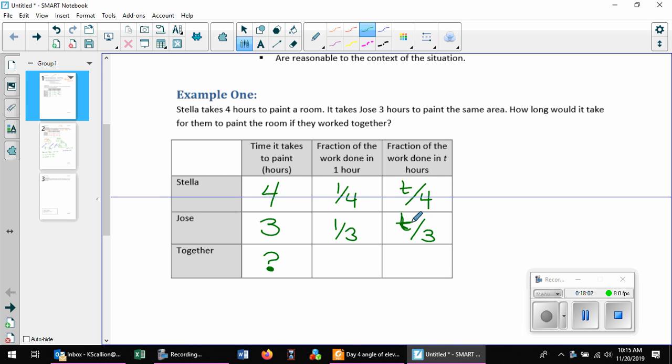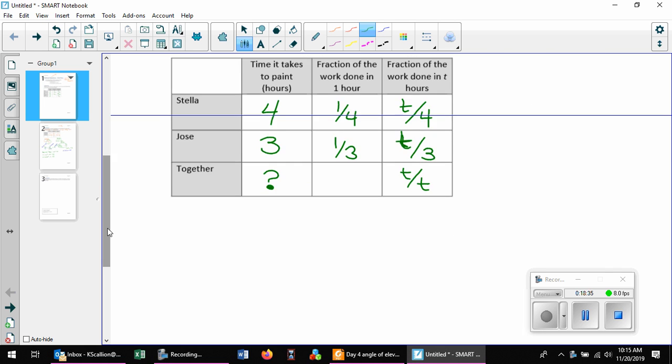So how much together the work done in T hours, this is going to seem weird, this is like the leap of faith that I'm going to ask you to take. It would be T over T. The reason why is because it's going to take them some time in T hours, but they should finish painting the room, right? So however long in T hours, which we don't know, that should be what it takes them to finish the room. So that's T over T. That's the one job, okay?